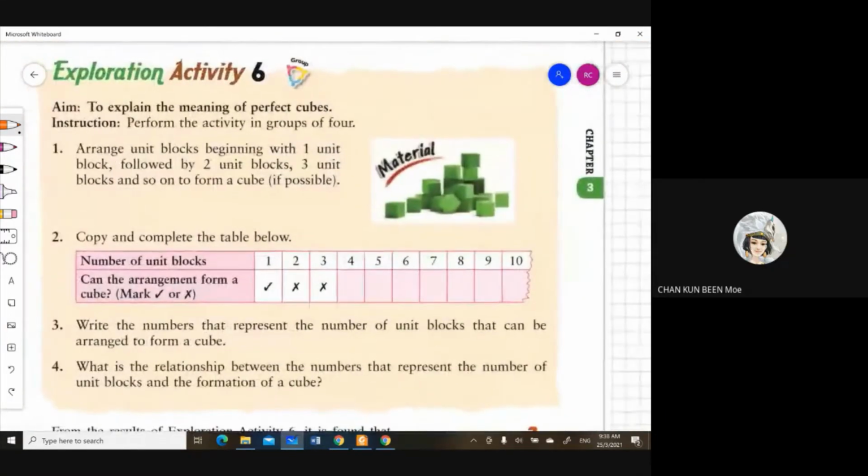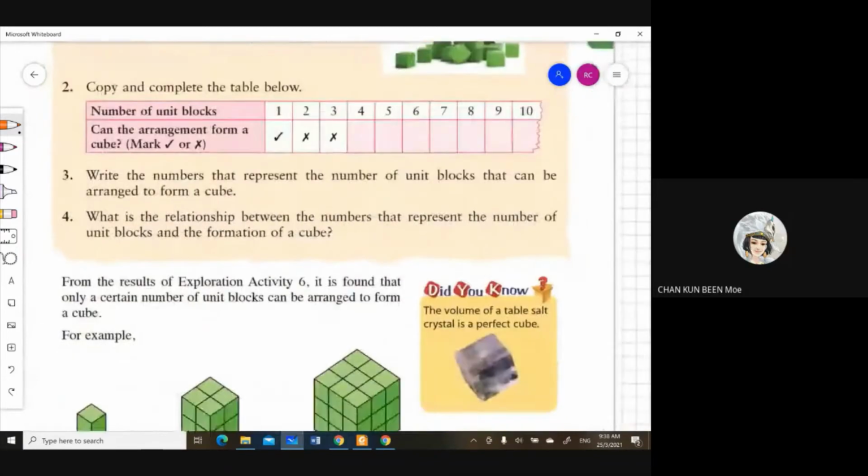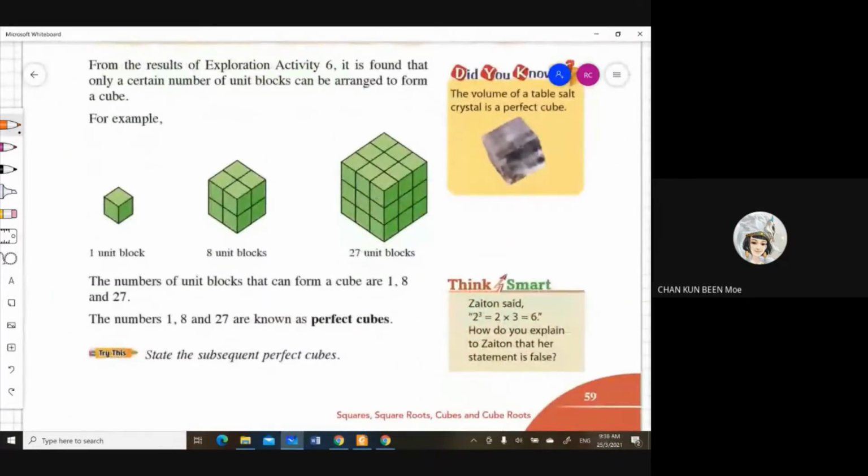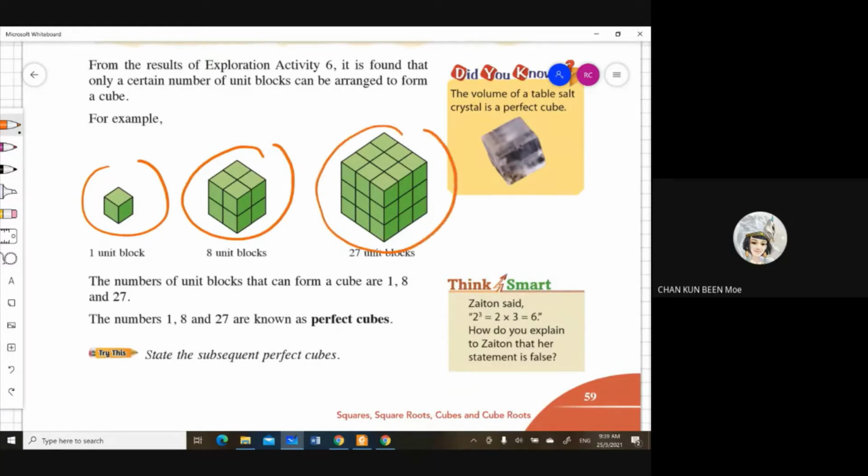Exploration activity 6. I'm not going to go through this with you. We look at this. What did they find over here? For example, 1 unit of block. This one is 8 units of blocks. And then this is 27 units of blocks. The numbers of unit blocks that can form a cube are 1, 8, and 27.